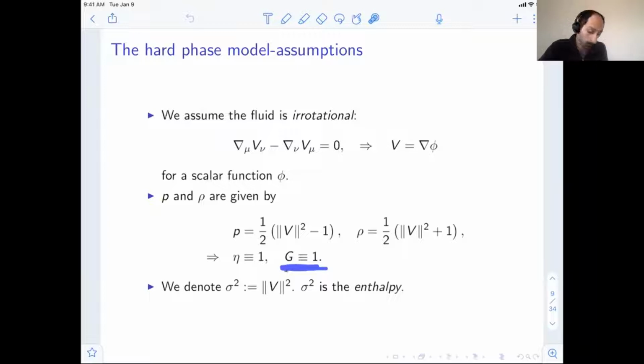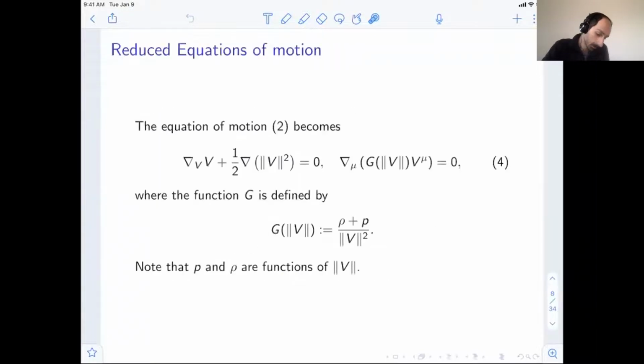Okay. So what happens to the equations in this case? I'll come back and say a few words about why this model, but let's just take it for now as it is, and let's see what happens to our equations. So here was our equation, and you'll see that if I set this G equal to 1, as in this hard phase, then this equation just becomes divergence of V is equal to 0. Right. So that's what's going to happen in the case of the hard phase fluid.